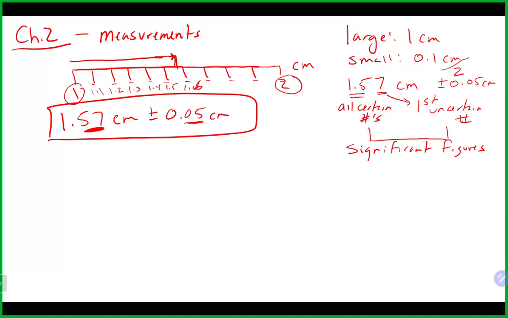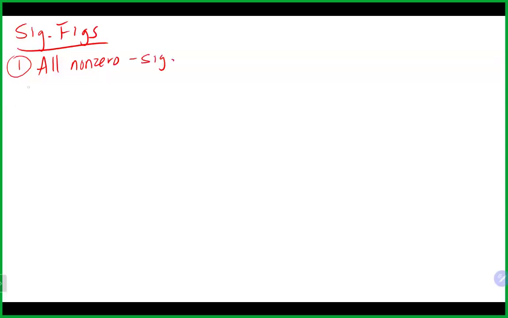That led us into talking about significant figures for a good chunk of the chapter. So a couple of reminders, which I hope are just reminders at this point: when we count sig figs, all non-zeros, right, are significant figures. When we talk about zeros, there's a few different types of zeros. We have the leading zero.